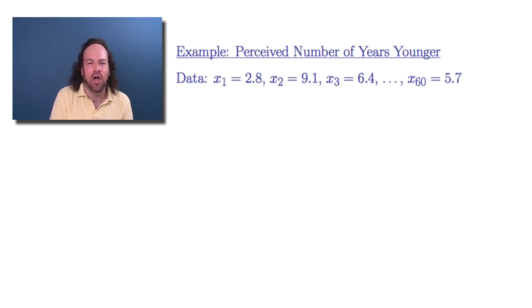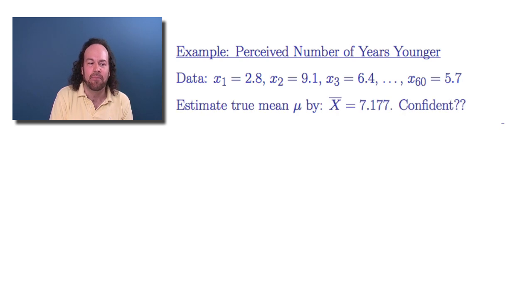Now, we already know that we could try to estimate mu by x bar, the sample mean, the mean of those 60 numbers that we got, the average. But does that mean we're sure that on average exactly 7.177 years is the perceived amount younger when anyone undergoes this plastic surgery? No, there's some uncertainty in the value of mu, and we would like to get a confidence interval for mu again. Well, just like last time, we know some things about the sampling distribution of this x bar.